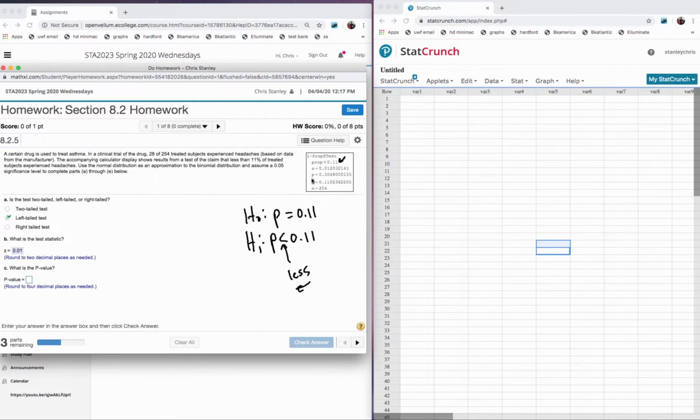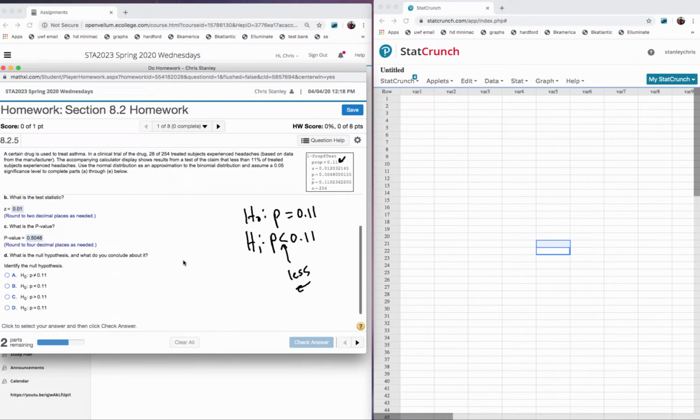Okay, the p-value is this guy right here, 0.5048. You could have went ahead and ran this test as a props test in StatCrunch, but it'll give you the same thing. Okay, what is the null hypothesis? The null hypothesis is this one right here.